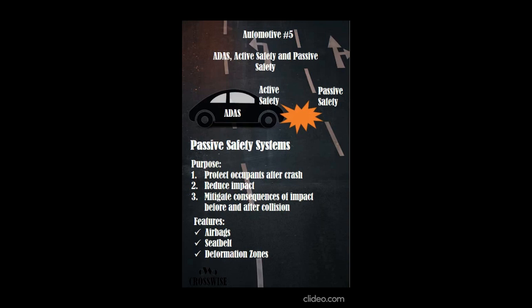Some of these features which are already available in the cars are the airbags. So the controller for the airbags detects the collision and deploys it so that the occupants are protected. The seat belt and the deformation zones reduce the impact to the occupants in the car. We'll see more about active safety systems in the next video.